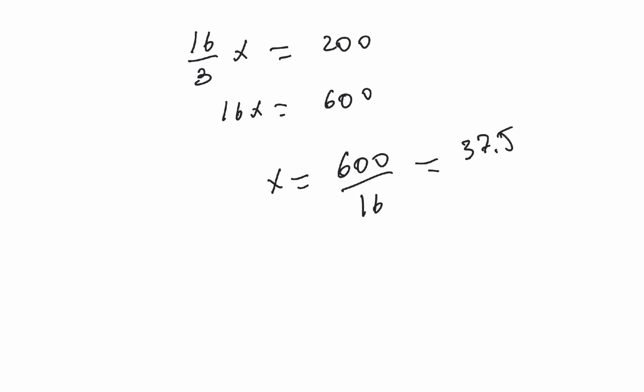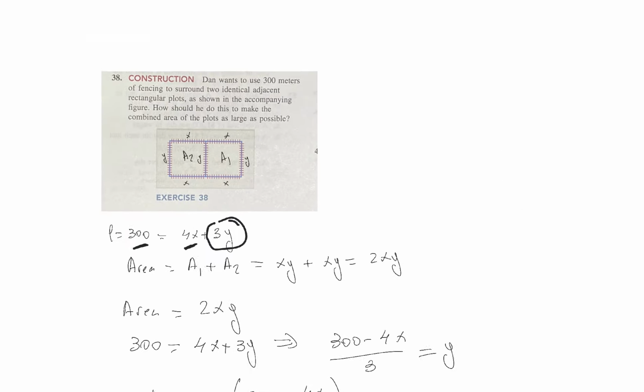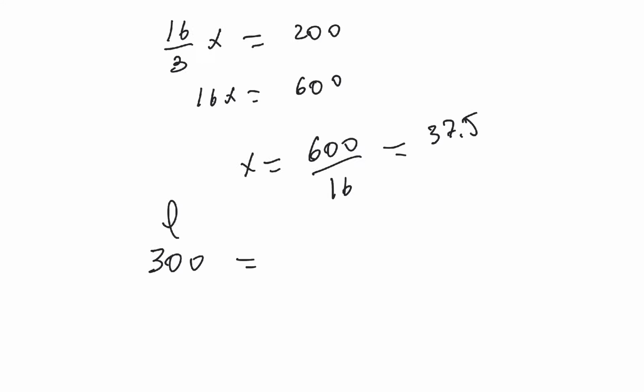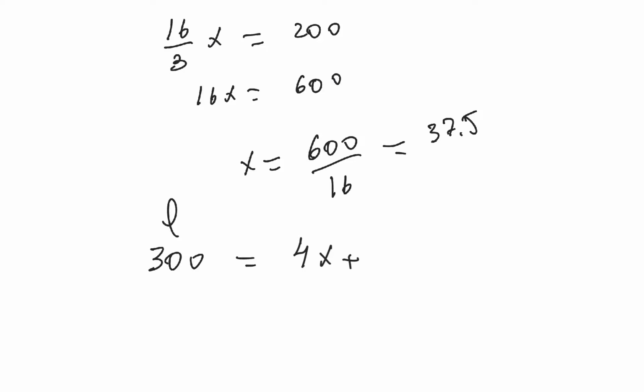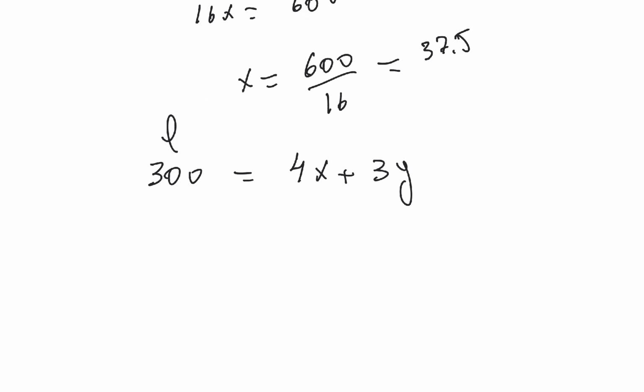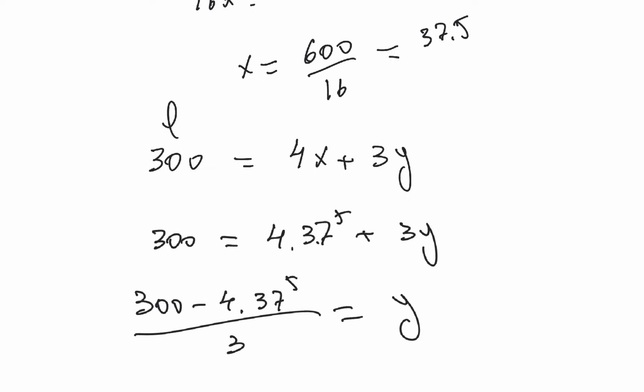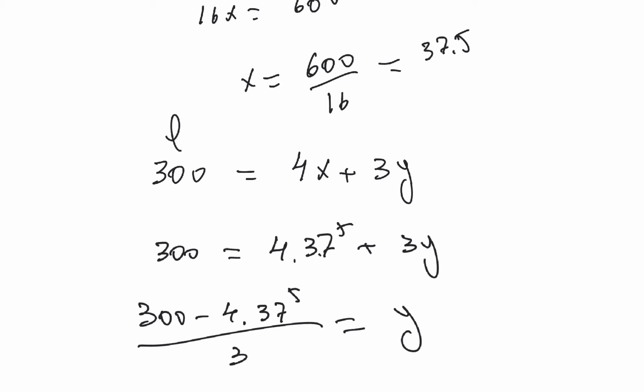And because I know that the length is 300 and the length is 4x plus 3y, now I know the y. So 300, I know the x, 4 by 37.5 plus 3y. So 300 minus 4 by 37.5, divided by 3, is the y. So I have the size of the fence. And the problem is done.